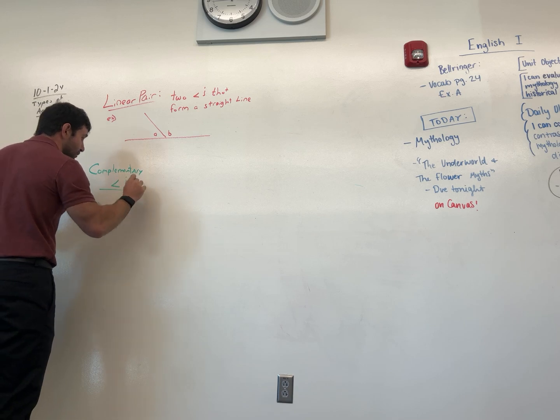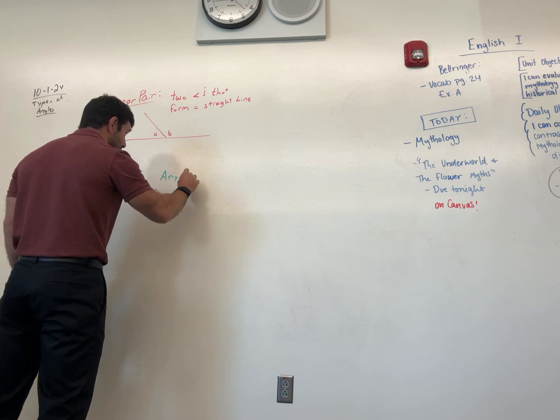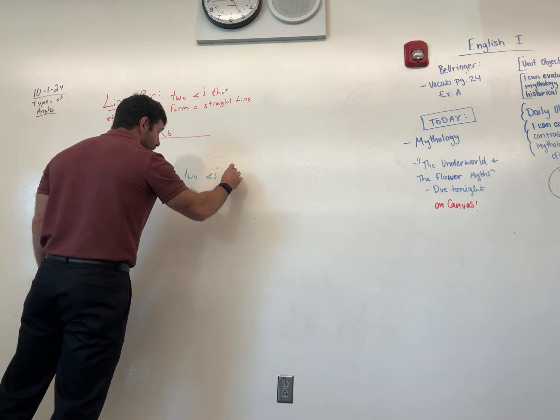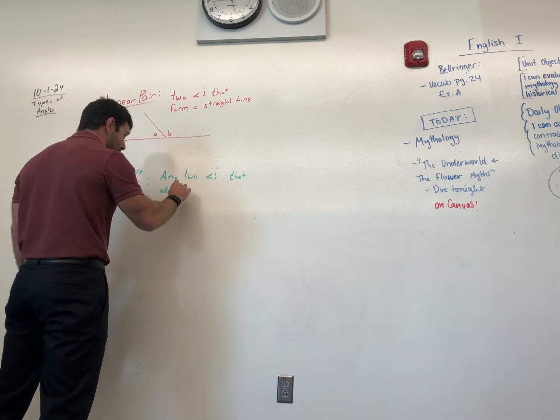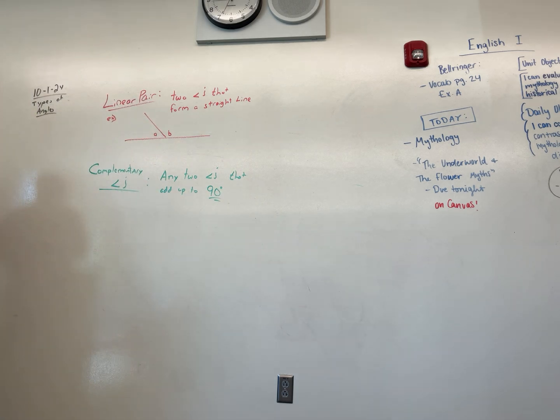Complementary angles: any two angles that add up to 90 degrees. That's the key. If I gave you 30 degrees and 60 degree angles, those two are complementary because 30 plus 60 is 90. If I gave you a right angle and split it in half, those two angles could be over here and over here. They don't have to be connected or adjacent.